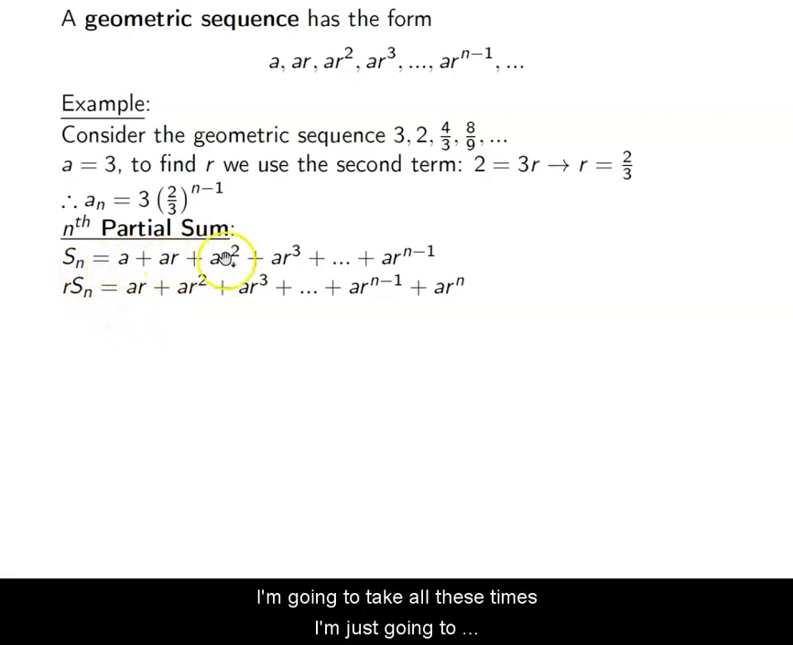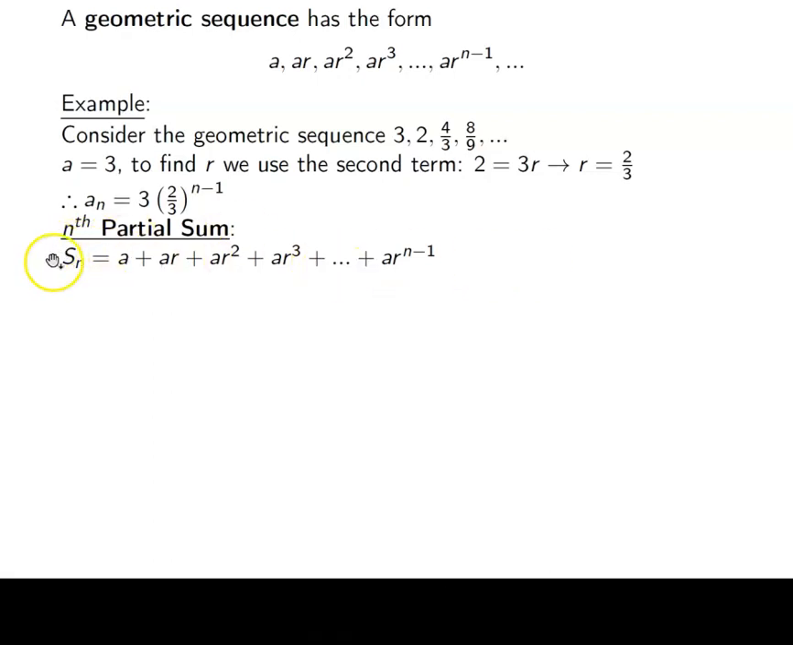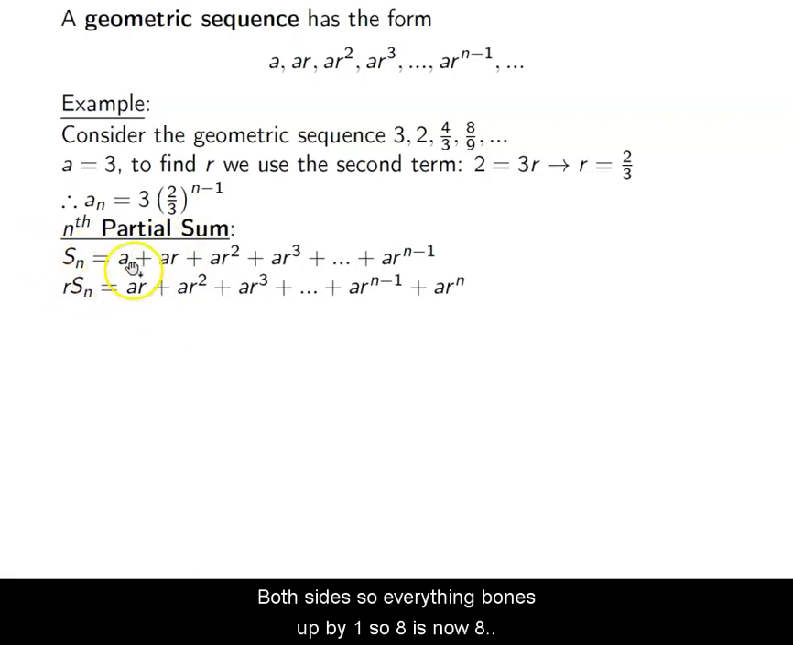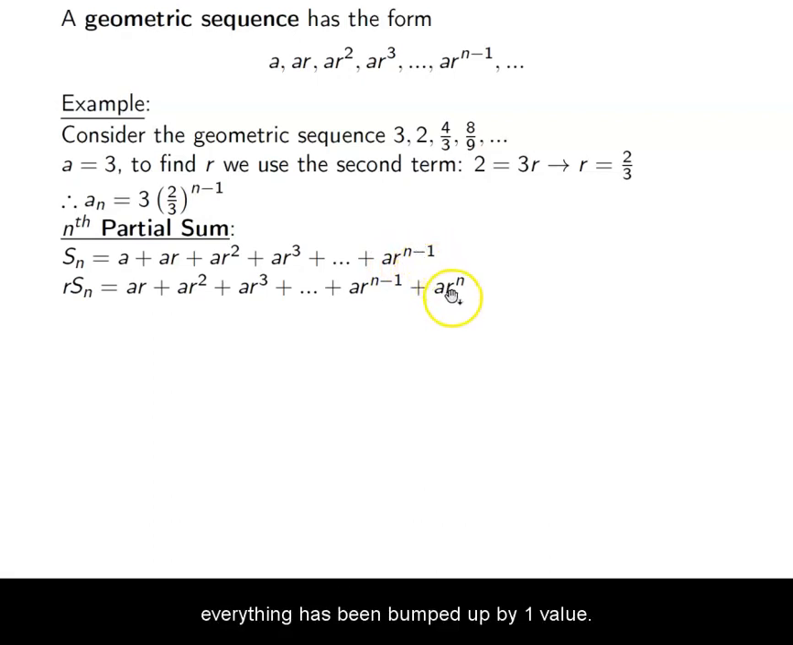So I'm going to take all these terms and multiply them times r. If I multiply my partial sum by r, I do that on both sides, so everything bumps up by one value. So a is now a times r, a r is now a r squared, and a r to the n minus 1 is now a r to the n. Everything has been bumped up by one power of r.